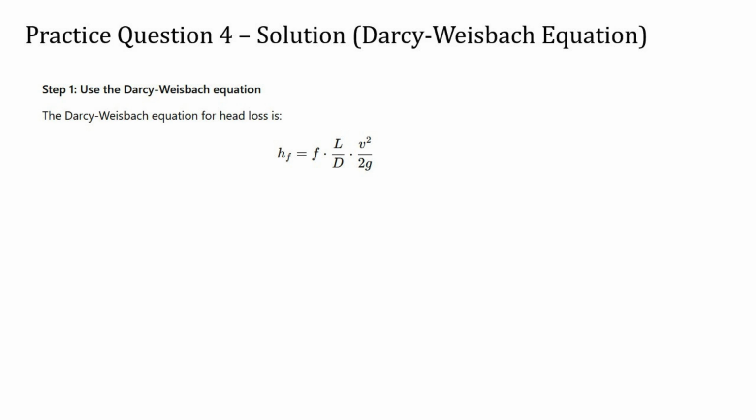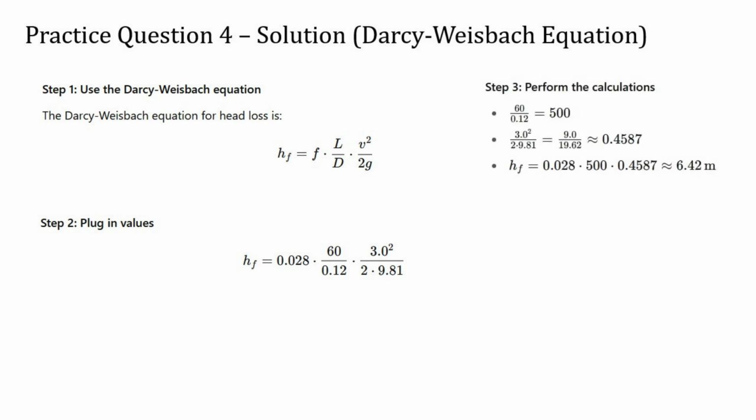We begin by recognizing that this is a classic application of the Darcy-Weisbach equation. This equation relates head loss to pipe length, pipe diameter, flow velocity, gravitational acceleration, and a friction factor. We first calculate the length-to-diameter ratio, which is 60 divided by 0.12. This gives us 500. Next, we compute the velocity squared term divided by twice the gravitational acceleration.